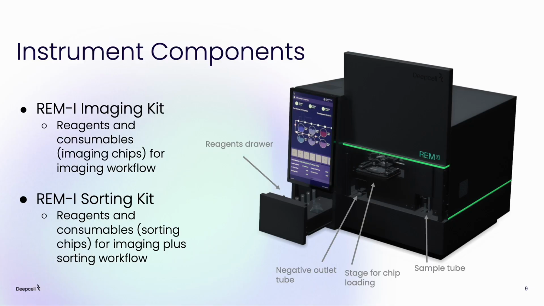Now, here's a depiction of the instrument and some of the key components. We offer two types of kits, the REM-I imaging kit, which consists of reagents and consumables, including our imaging chips, for those interested in doing an imaging-only workflow. If you'd also like to sort, we have the REM-I sorting kit. This consists of reagents and consumables, including our sorting chips, for those that would like to do the imaging plus sorting workflow. And you can see here a depiction of the instrument with the drawers open. We have the reagents drawer where all of the reagents that Deepcell provides will go. And then under the main door, you see where the stage for the chip loading is, the sample tube where your sample preparation would go, and then the negative outlet tube, which is where it collects all of the cells that do not get sorted.